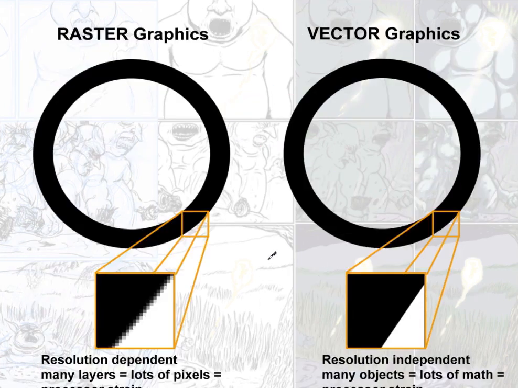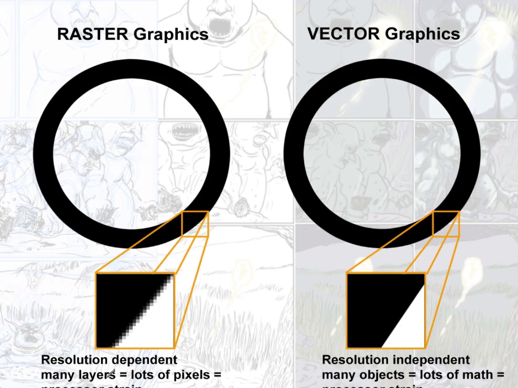Quick note about types of digital graphics. There are two main types of digital graphics that your computer can produce, raster and vector. You guys might be familiar with this already. Raster is basically resolution dependent, which means that every piece of color on the screen is represented by what's called a pixel. Pixels are just picture elements, and that's just a way of saying the computer knows that this particular piece of the screen is this color.